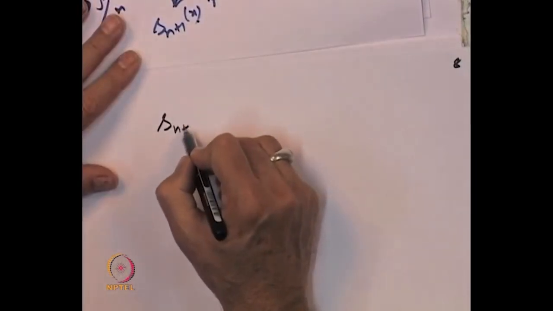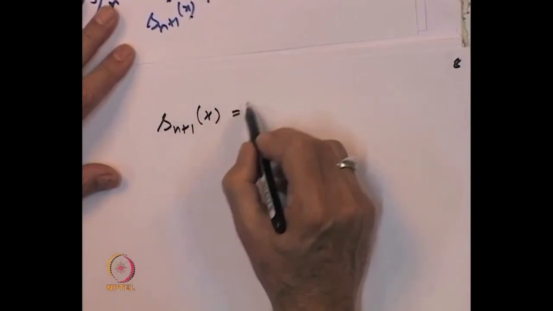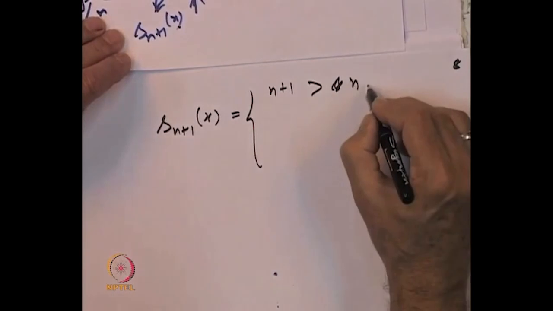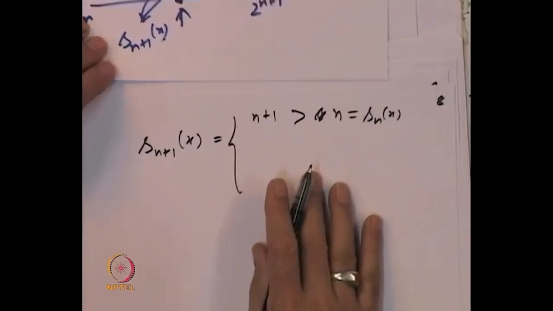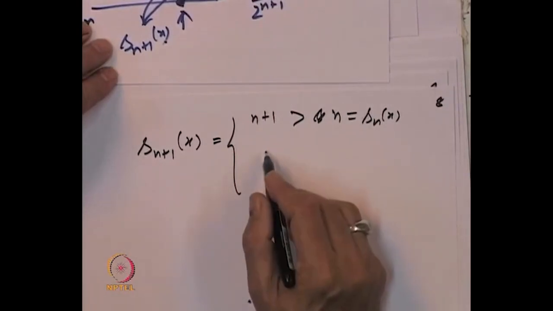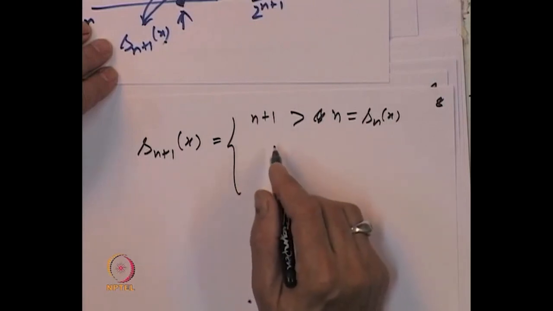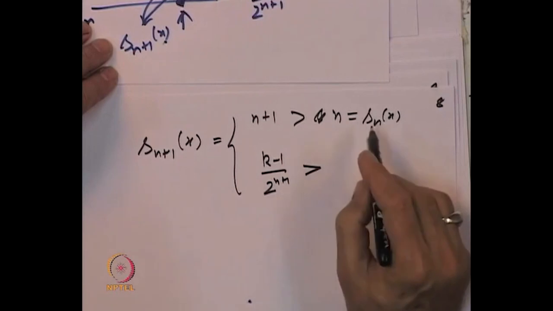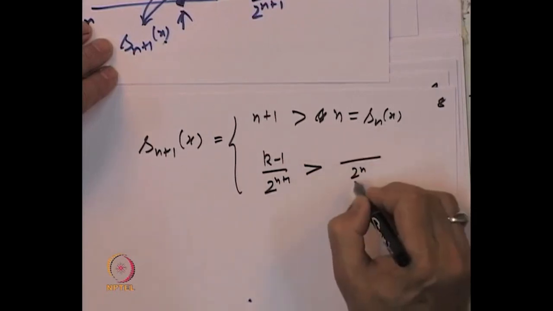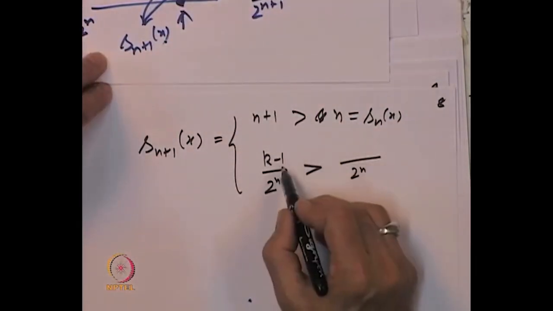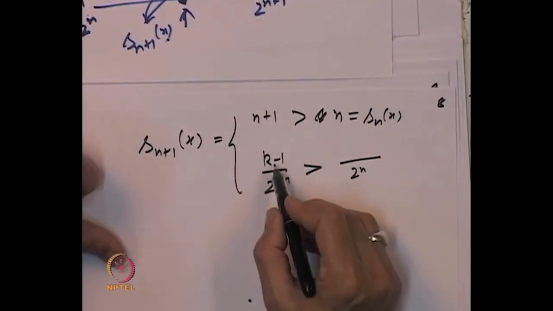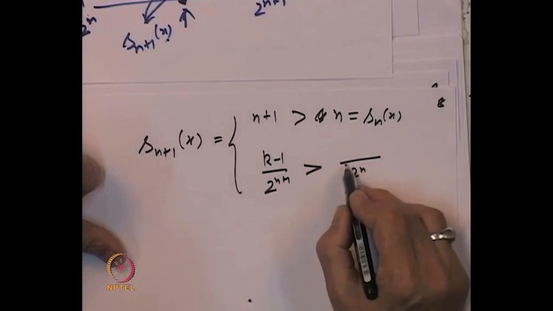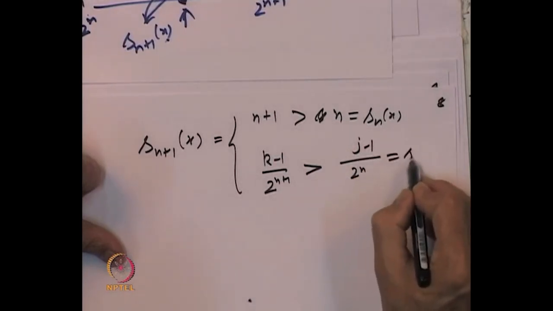So, in either case, S n plus 1 of x either will be n plus 1, which is bigger than n, which is equal to S n of x. If not, if it is below, right, if it is in one of those intervals, then the value is going to be some k minus 1 over 2 to the power n plus 1, which is always going to be at least the lower value here. It is difficult to write those symbols. So, that lower value, this k minus 1, is less than or equal to j minus 1 for some j, and that will be equal to j minus 1 over 2 to the power n, which will be equal to S n of x.